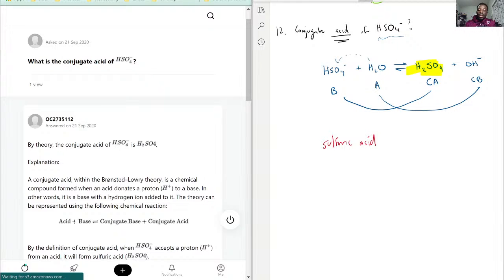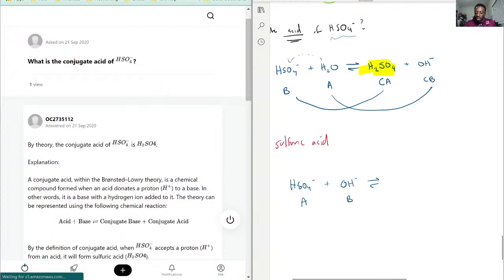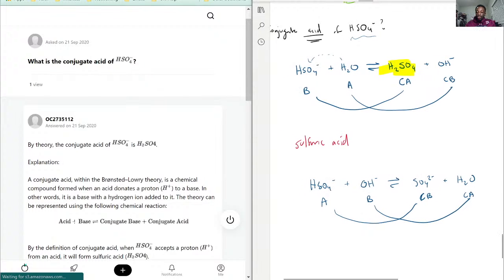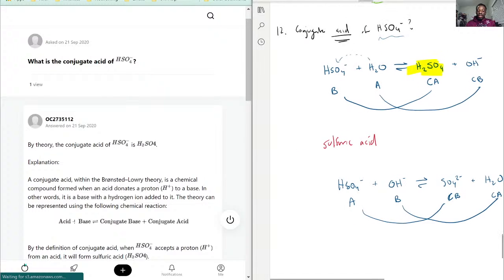If the question asks for the conjugate base, for example, it'd be HSO4 minus again, but this time I would actually use OH minus, because now this is acting as the acid and this will be acting as a base. Then we would get SO4 2 minus, a sulfate ion, which is going to be the conjugate base, plus H2O, which would be the conjugate acid here. And you can see they still match. So that would be how you do the conjugate acid of HSO4 minus.